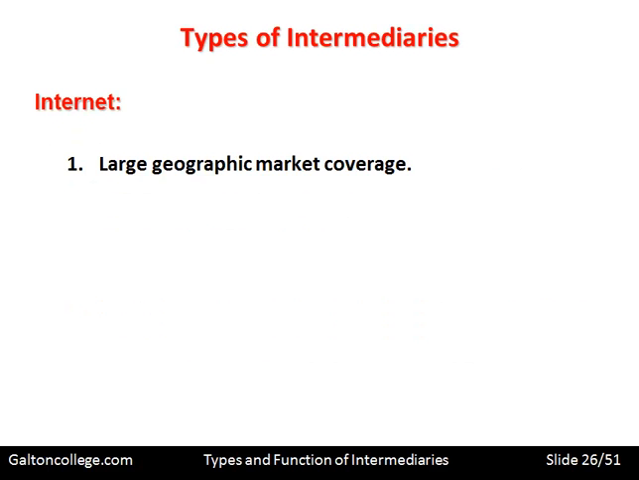The Internet operates in a large geographic market. It's almost boundless. There might be issues about exporting goods to certain countries or importing from certain countries and issues of that nature. But in terms of the Internet itself, its capability is immense. And as an intermediary, the use of the Internet enables the company almost to be its own intermediary.